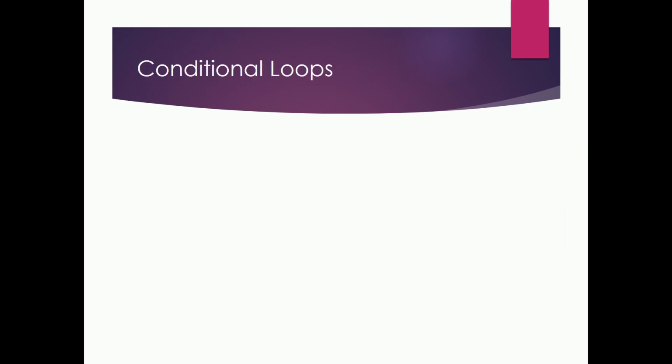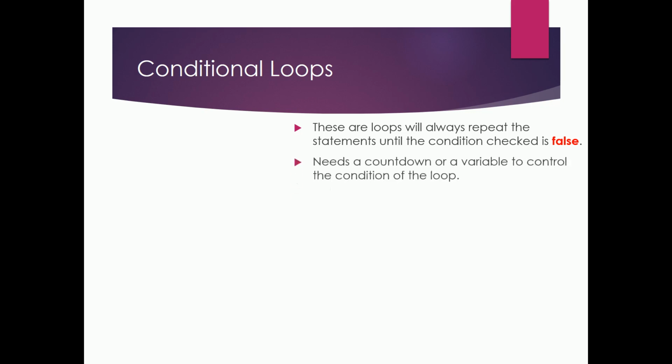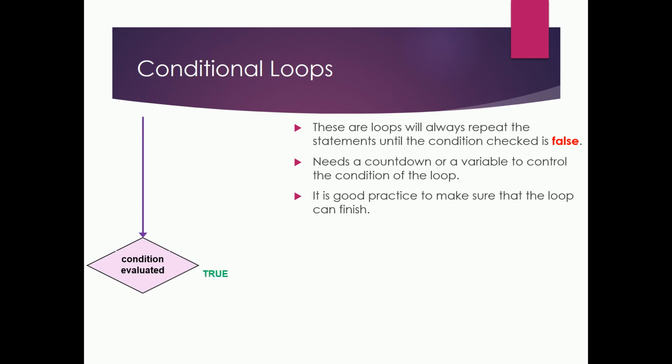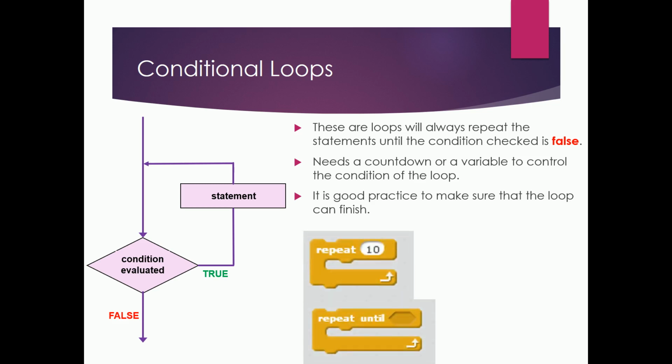The next one is then a conditional loop. Conditional loops always repeat the same statement until the condition being checked is false. Okay, so it needs a countdown or a variable to control the condition of the loop. And it's good practice to make sure that the loop can finish. Okay, so here comes the flow of the program. The condition is evaluated to be true. It then moves on to the statement, comes back into the program, and as soon as that condition is false, the program moves on.